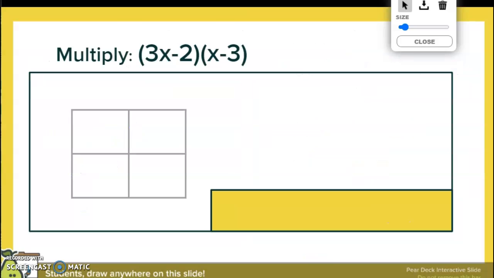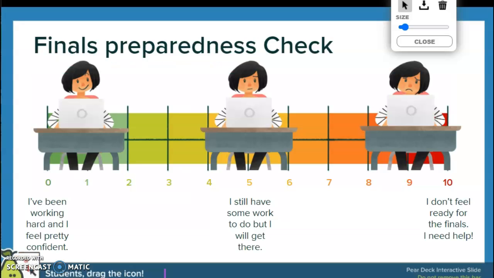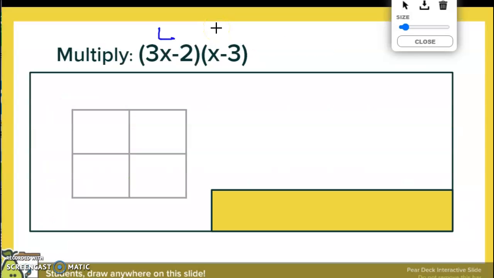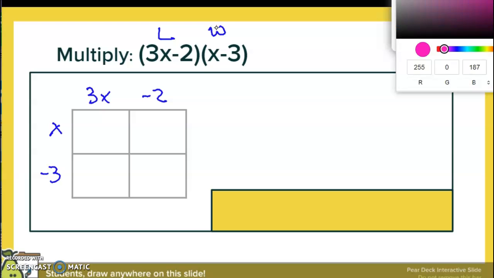Okay, so the last problem is multiplying 3x minus 2 multiplied by x minus 3. This is the area model where this is the length, and this is my width. So you're multiplying 3x minus 2 multiplied by x minus 3. So I can put 3x minus 2 here, and then x minus 3 here, and then we are actually multiplying. Okay, don't forget, we are multiplying. The operation is multiplication. So 3x times x is 3x squared.